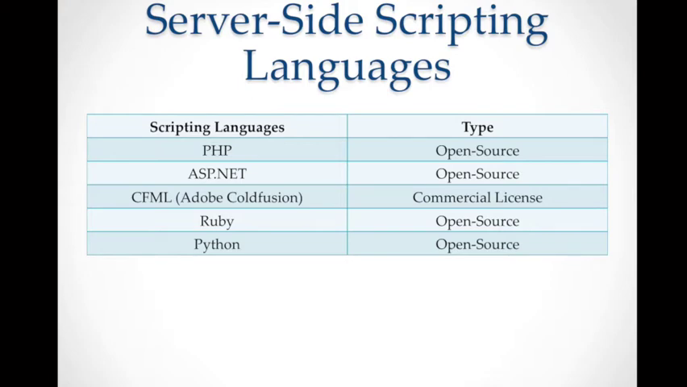There are a few major scripting or programming languages available in the market. Most of them are open source. What I mean by open source is that you get them freely. You don't need to buy anything, you don't need a commercial license, and you won't run into any copyright problems. But one of them has to be obtained with a commercial license. You need to pay for it.